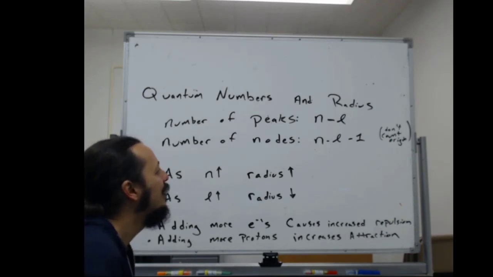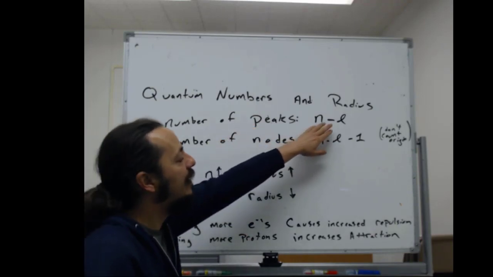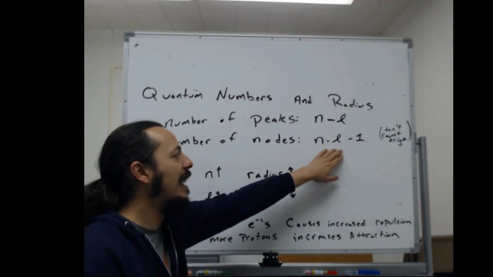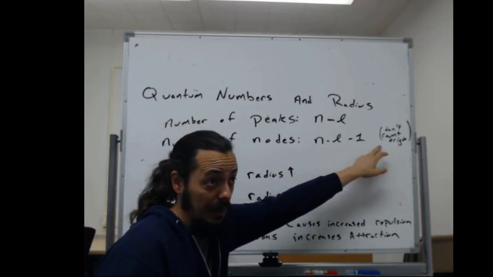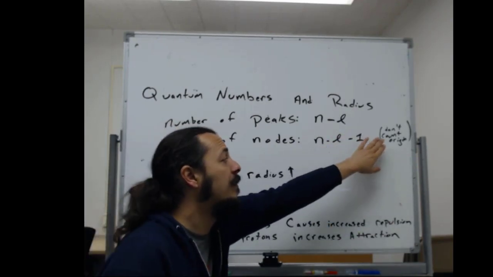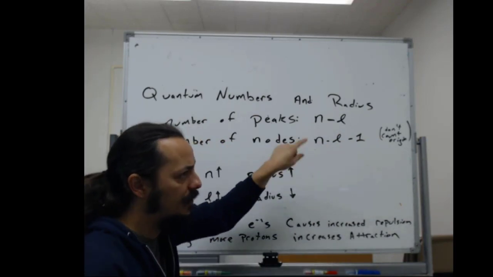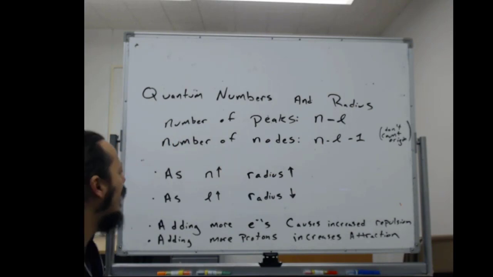Weird quantum stuff. But essentially, we've got a number of peaks that's going to be related to n minus l, or a number of nodes that's n minus l minus 1. Don't count the origin, even though it's a point where you hit 0. This is just looking at zeros between two peaks. The book also goes over that well.